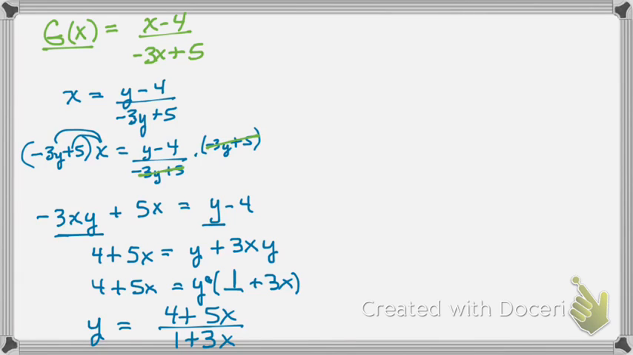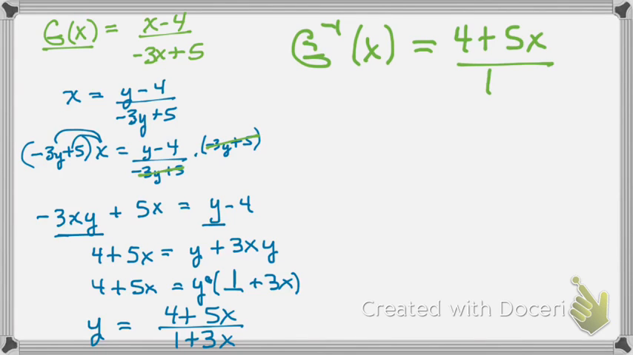So to write that in function notation, remember my original function was g. So I would say g inverse of x is 4 plus 5x over 1 plus 3x. So this was my original, this is my inverse. Everybody okay with that? Okay, let's do one more.